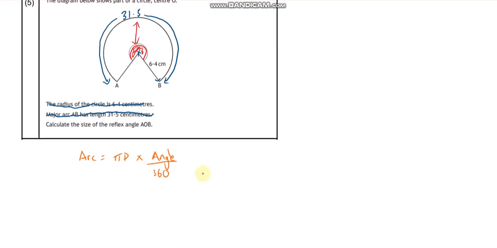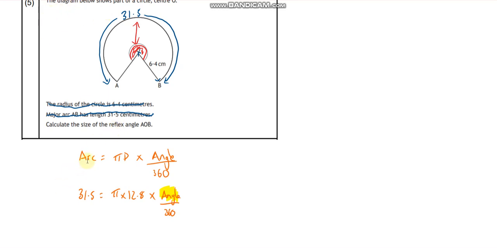Okay, then we substitute in, so I know the arc. I'll just write down pi because it's not told me to. This sounds like a calculator paper. I'll put down pi, multiplied by the diameter, which is twice the radius. That'd be 12.8. And I'm trying to find the angle, so I'm going to write angle in there, divided by 360. So we've got one equation and we've got one unknown. So that sounds good to me. We'll be able to solve that if we rearrange it.